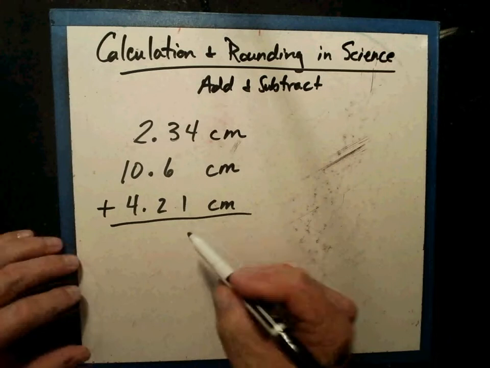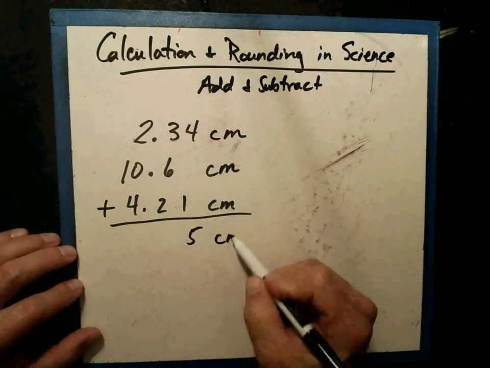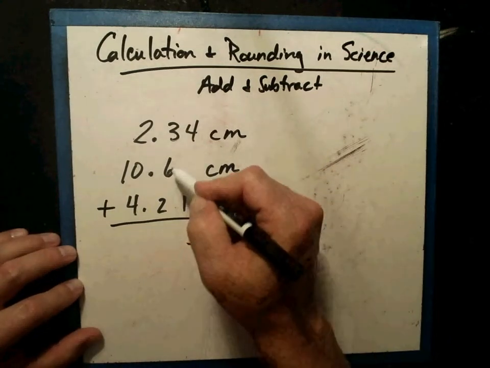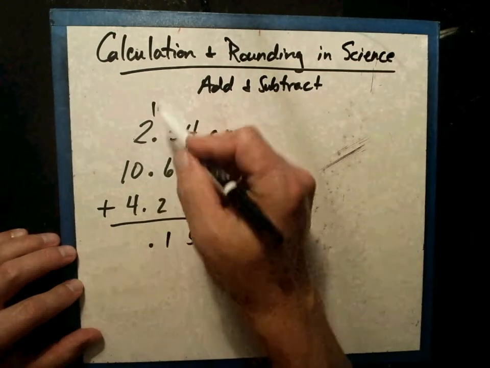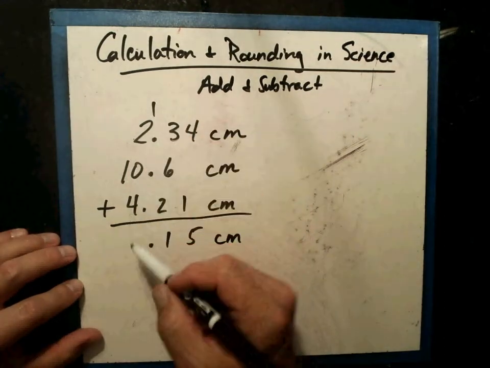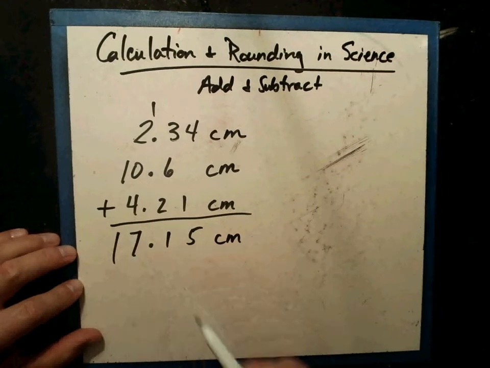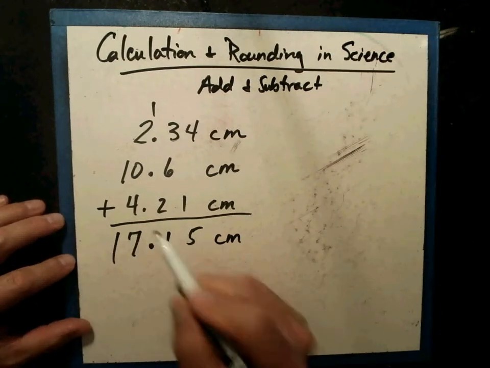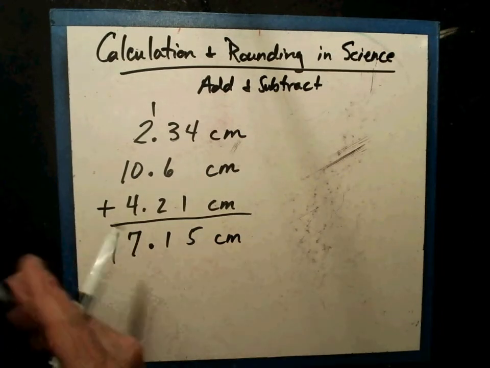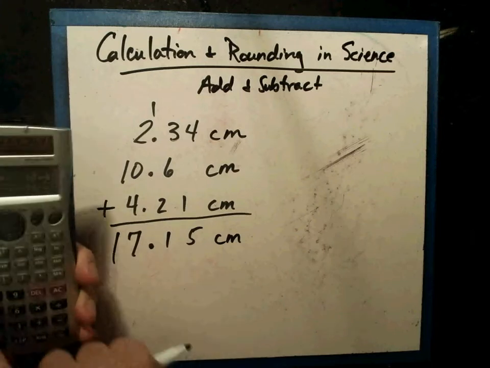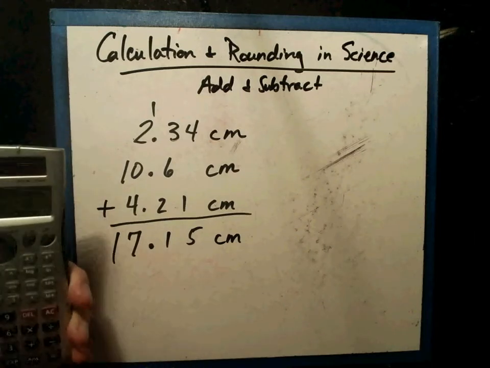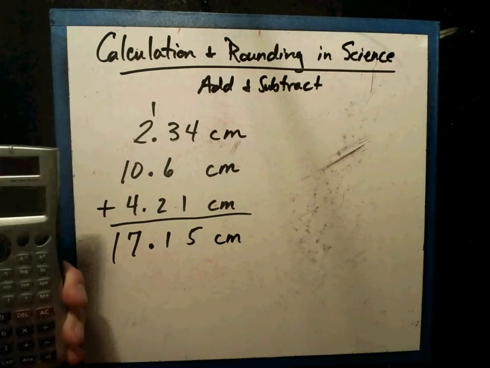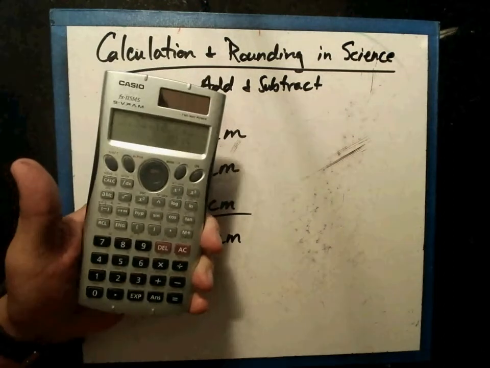Okay, so I'm going to add. 4 and 1 is 5, so I'm going to add them together, centimeters. 6, that's 9, 10, 11, carry my 1. Then I'm going to have 3, that's 7, that's 17.15 centimeters. And I can even check it: 2.34 plus 10.6 plus 4.21 equals 17.15. It matches.